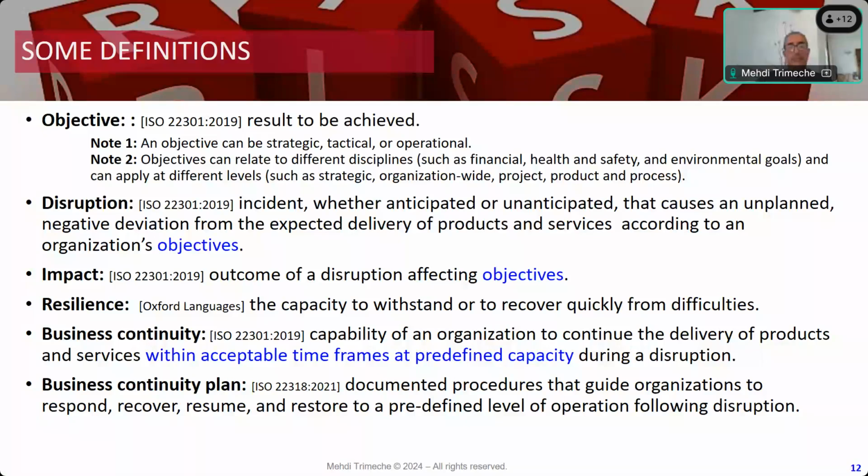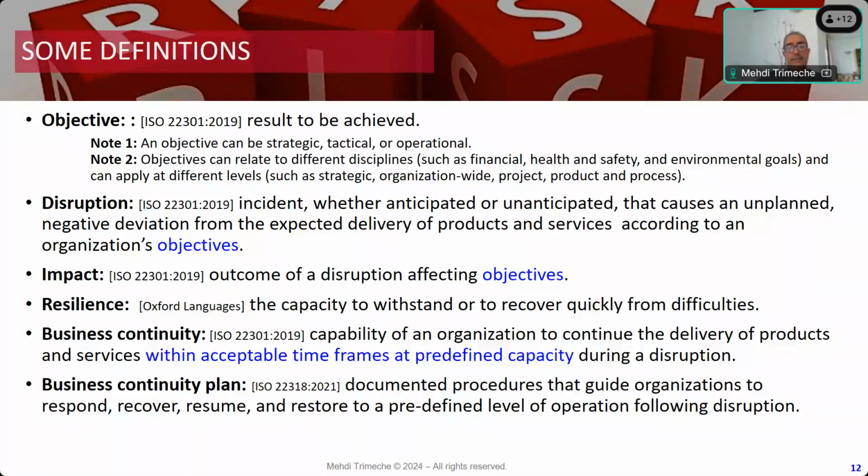Business continuity is the capability of an organization to continue the delivery of products and services within acceptable timeframes at predefined capacity during a disruption. And when we say acceptable timeframes and predefined capacity, it's the kind of criteria or requirements from the client side. It's criteria for the client to evaluate the company, and for the company to evaluate its providers.